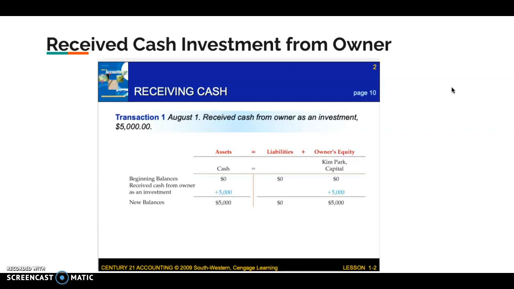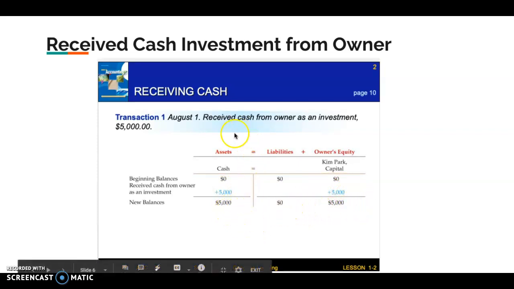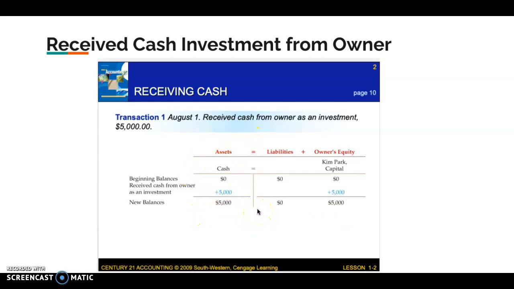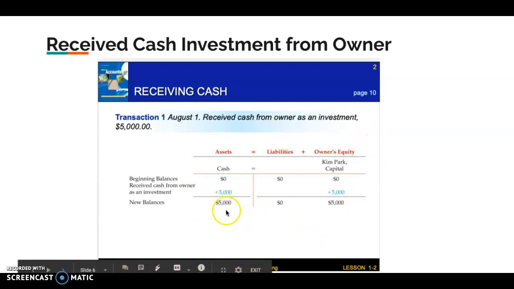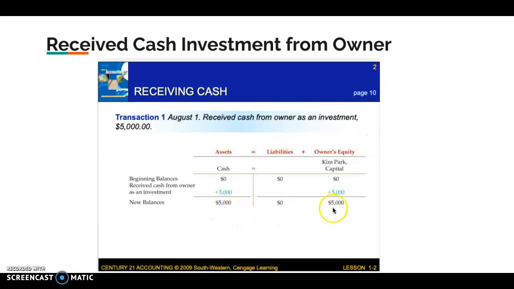So you've gone from having $0 in your account, so now we are increasing cash by $5,000, and we're going to come over here and increase owner's equity by $5,000. So now if you notice, assets is considered the left-hand side of the accounting equation, and liabilities is considered the right-hand side. So 5,000 equals 0 plus 5,000, 5,000.